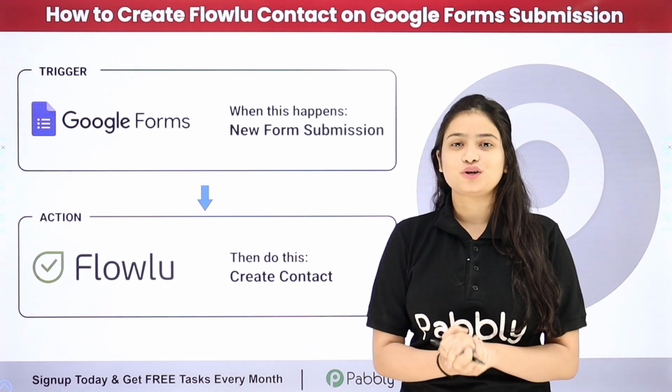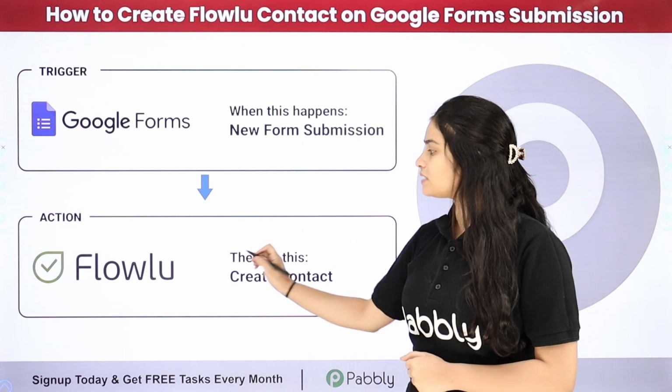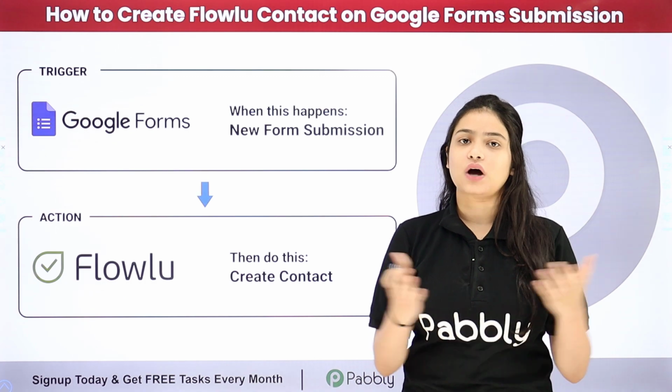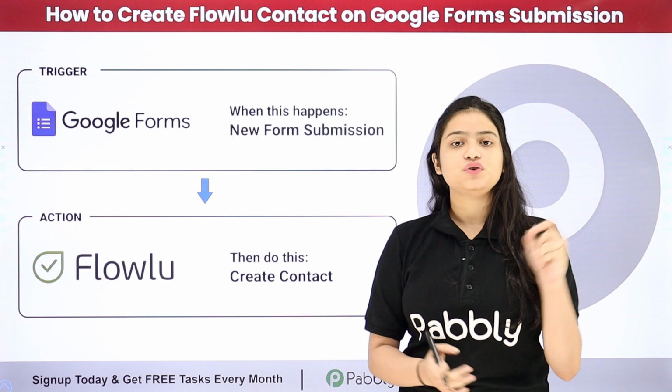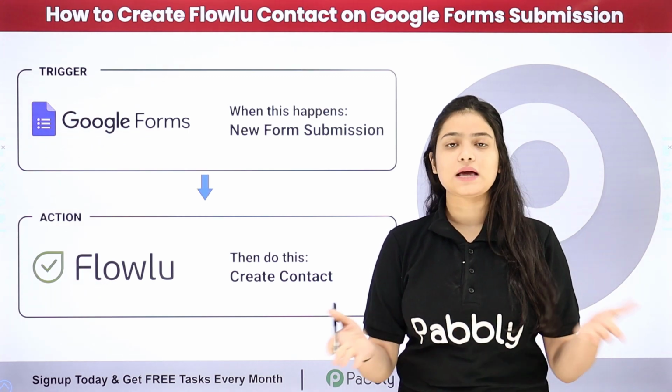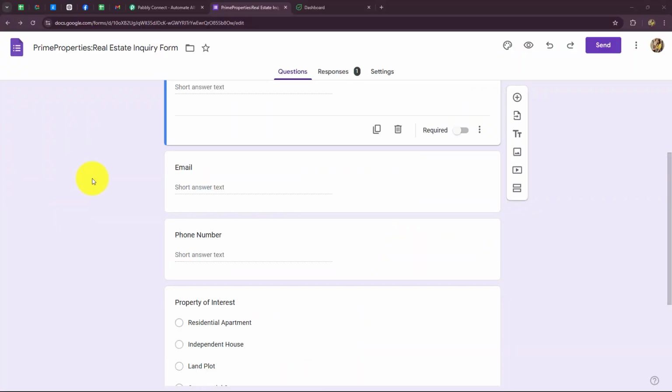So how we are going to automate this entire process? For this, we will have to set up the connection between Google Forms and Flowlu, and that we are going to do without any coding and any programming skills, simply with the help of Pabbly Connect. So if you also want to learn this amazing automation step by step for your business, for that you have to come towards my screen. Welcome to my screen everyone.